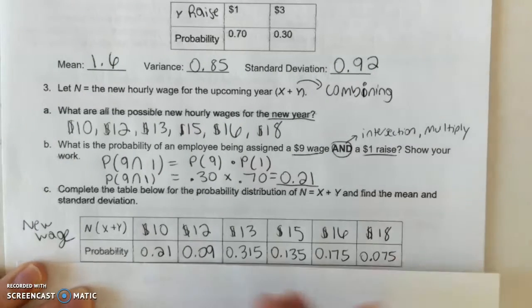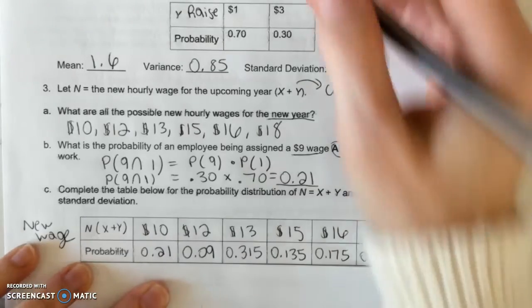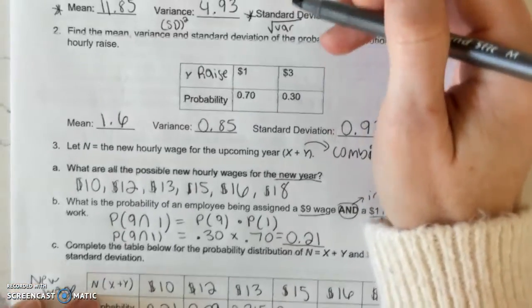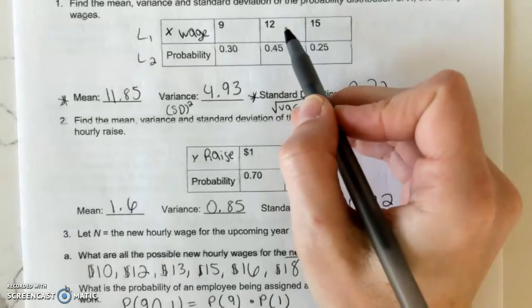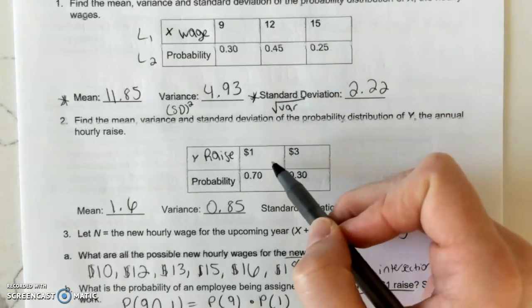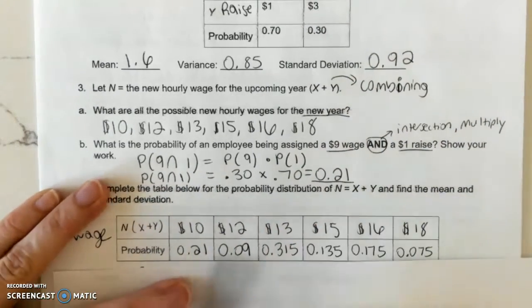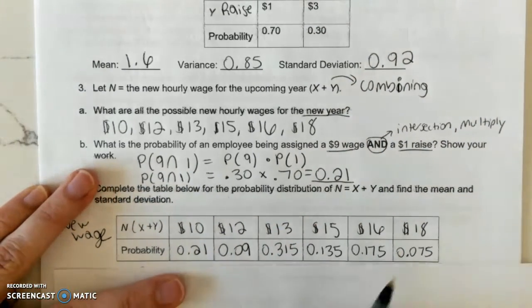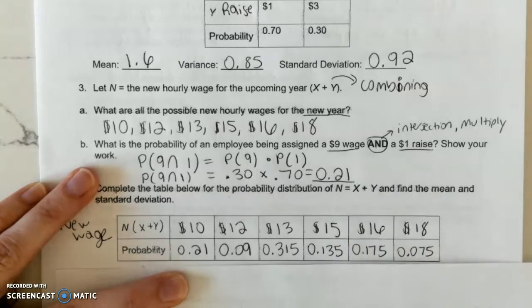So here's the completed table. What you should have done is for each possible scenario, just multiply the probabilities, right? So for instance, this $13 would be the $12 base wage times the $1 raise, so 0.45 times 0.7. Now I know this is a valid probability distribution because all of these are between 0 and 1, and when I add them all up together, which I did, trust me, you get 1, which is a valid probability model.